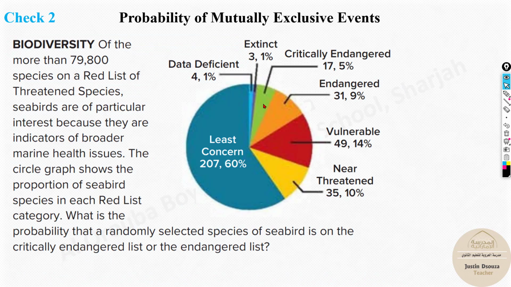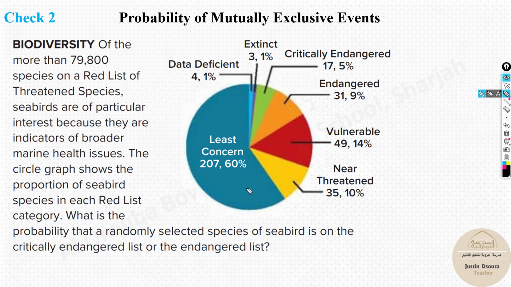Here, another similar problem: biodiversity of more than 79,800 species on the red list. On the red list of threatened species, seabirds are of particular interest because they are indicators of broader marine health issues. The circle graph shows the portion of seabird species in each red list category. What is the probability that a randomly selected species of seabird is on the critically endangered or endangered list?